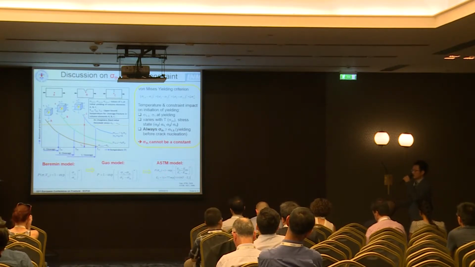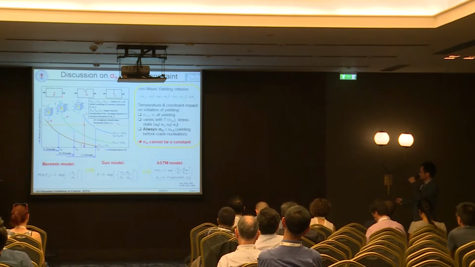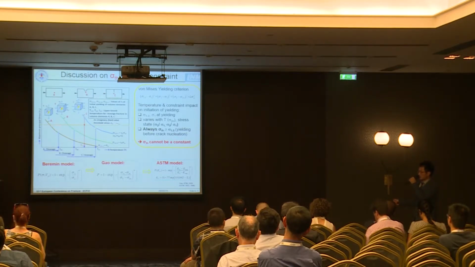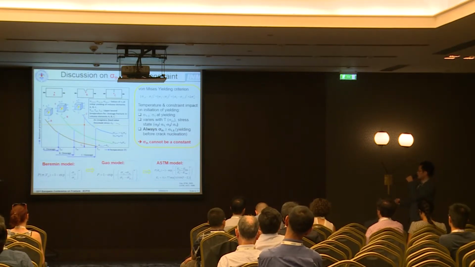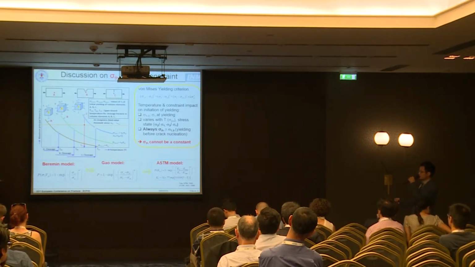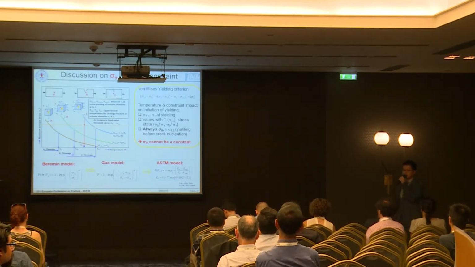If we analyze three cases, one is a smooth specimen, one is a specimen with a notch, and the other is a cracked specimen. We know that with these three specimens, the stress triaxialities are different. The initiation threshold will also change with temperature. So in this sense, this sigma th cannot be constant.